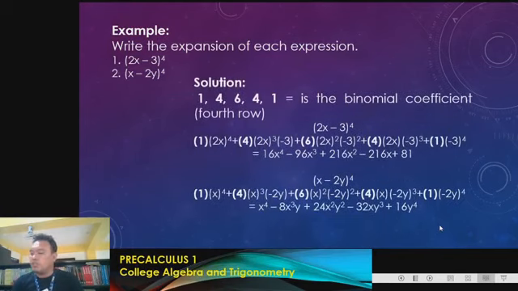Ito po yung sagot. Let's check: 16x to the 4th minus 96x cubed plus 216x squared minus 216x plus 81. Tama po yung sagot natin kanina. Then, x raised to 4 minus 8x cubed y plus 24x squared y squared minus 32x y cubed plus 16y raised to 4. Okay?